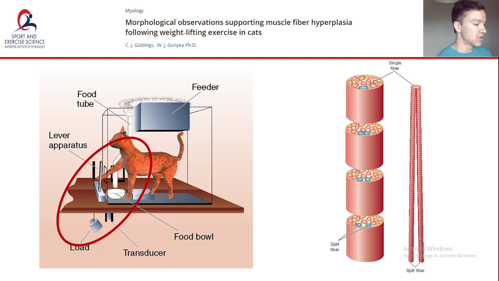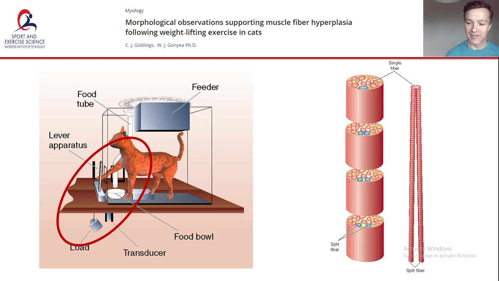So what the cats had to do was push on a lever or flick the lever with their paw, and when they did that, food was released from the feeder into the food bowl. And they introduced a progressive resistance training protocol for the cats by steadily increasing the amount of weight or resistance that was placed on the lever. So the cat had to use more and more force to flick the lever in order to release the food. So they were following a progressive resistance training specifically for cats. So it stands out in my mind for those reasons.